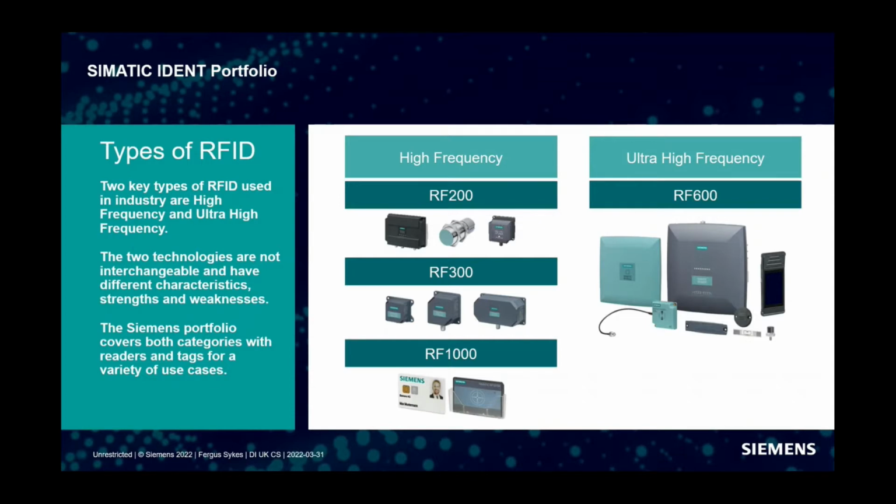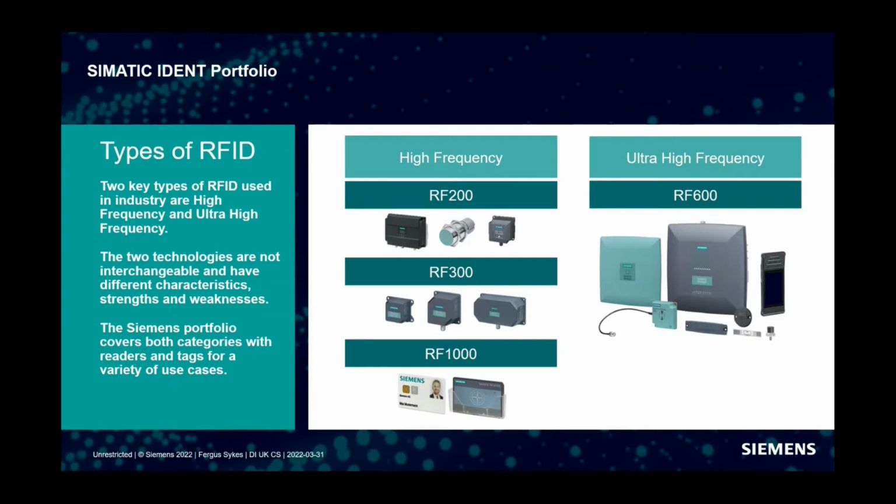In terms of types of RFID, we've got a couple of examples here from our range. High frequency is typically used for the line side RFID, shorter range, higher data, particularly with the RF300 that you can see here. We have a class-leading data speed and data volume for RFID, which is used on many engine production plants, for example, across the world to write batch data to the transponder attached to the engine block.